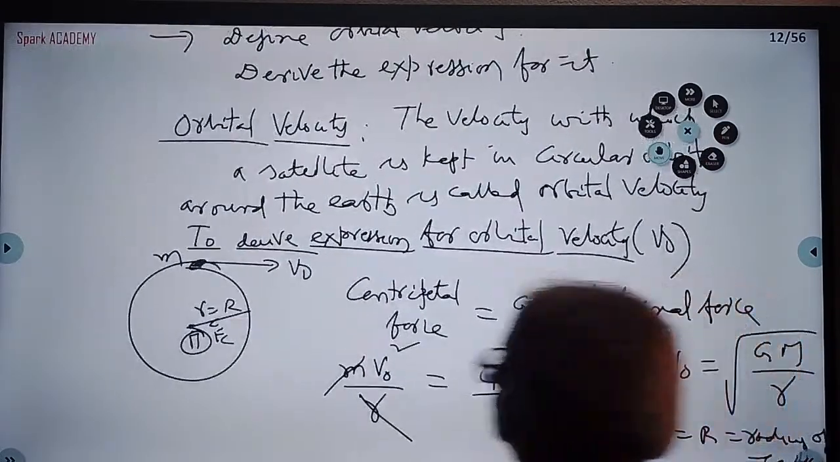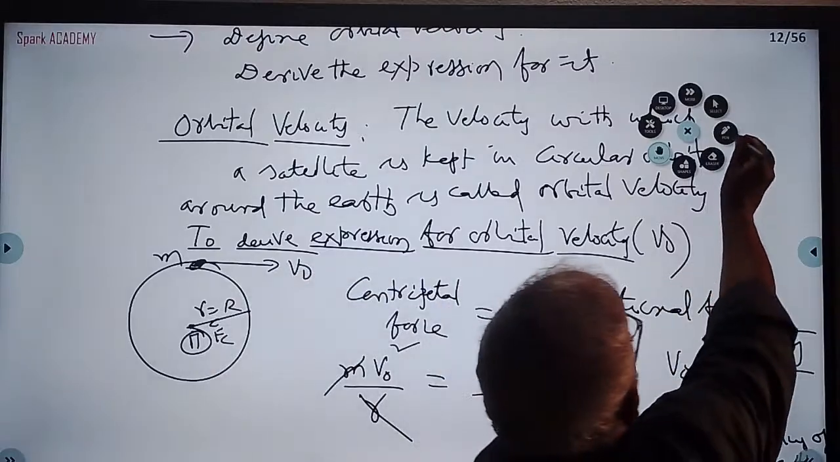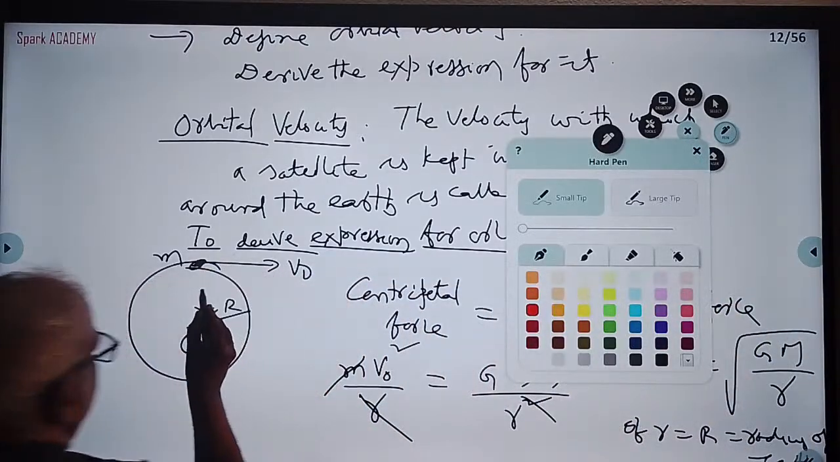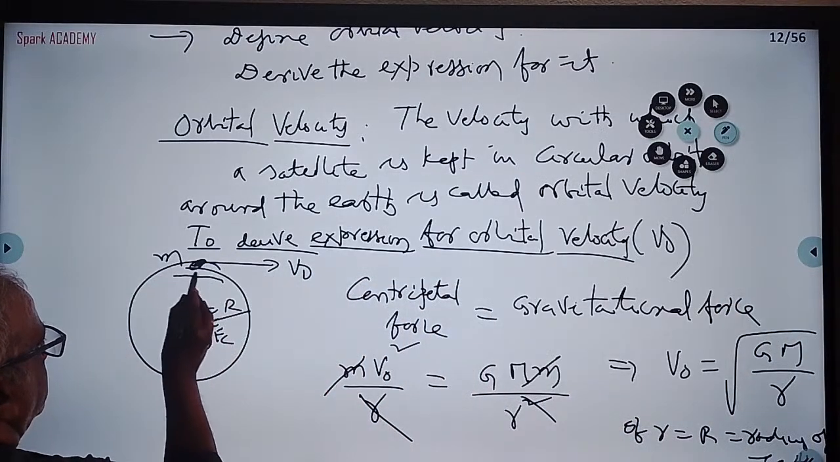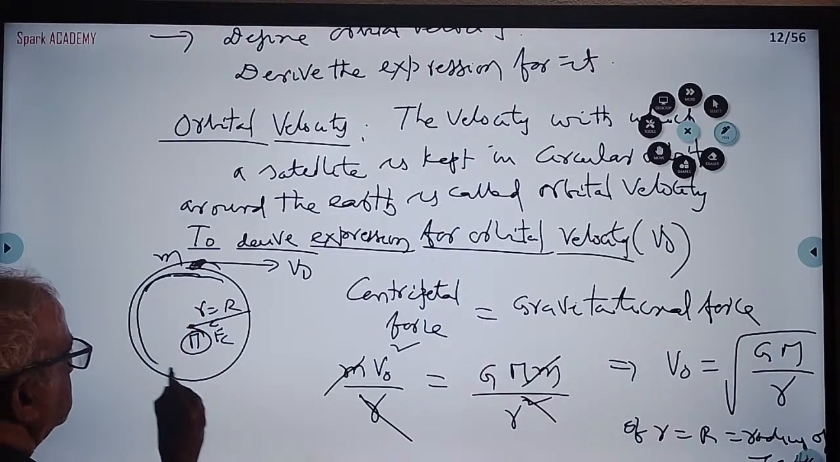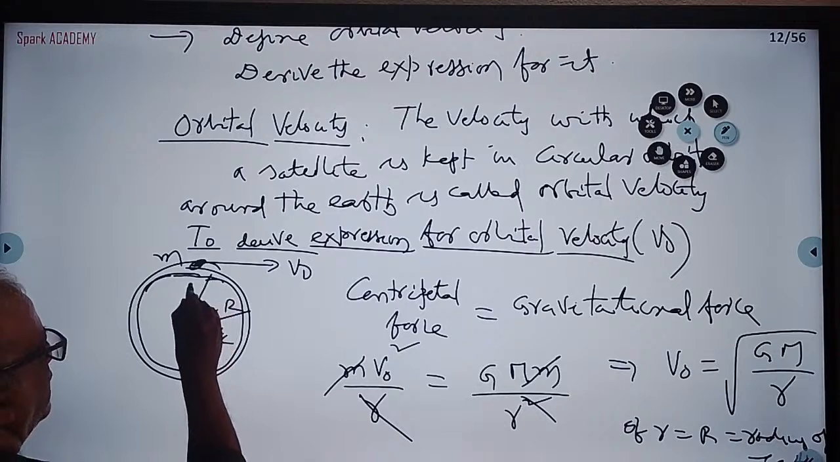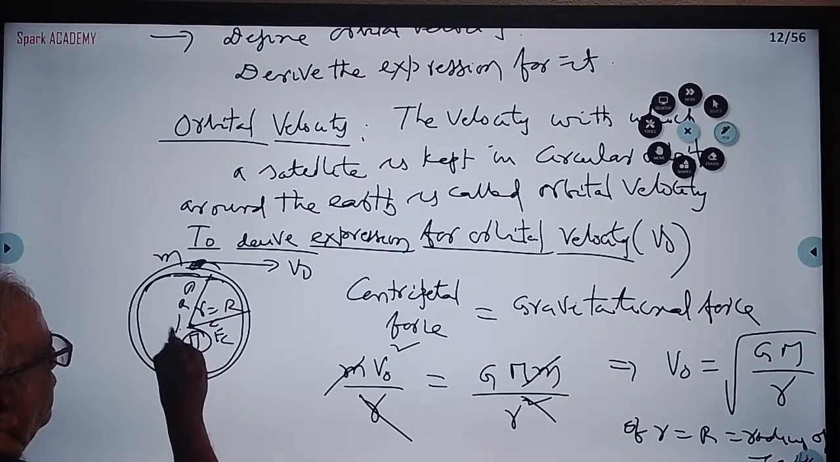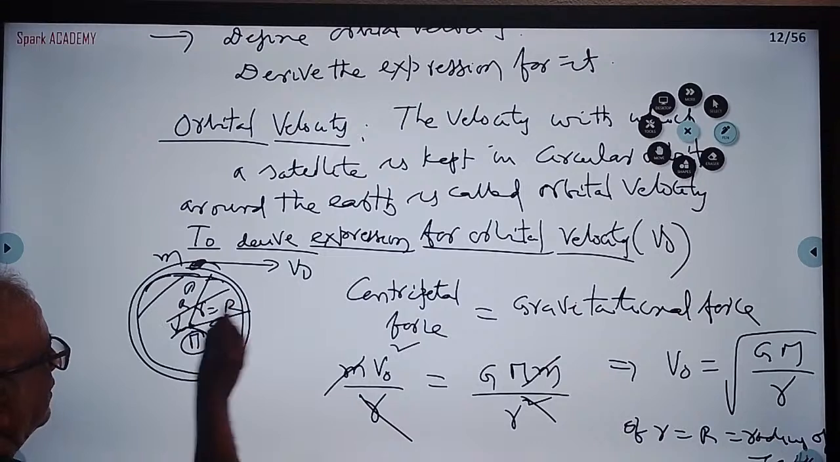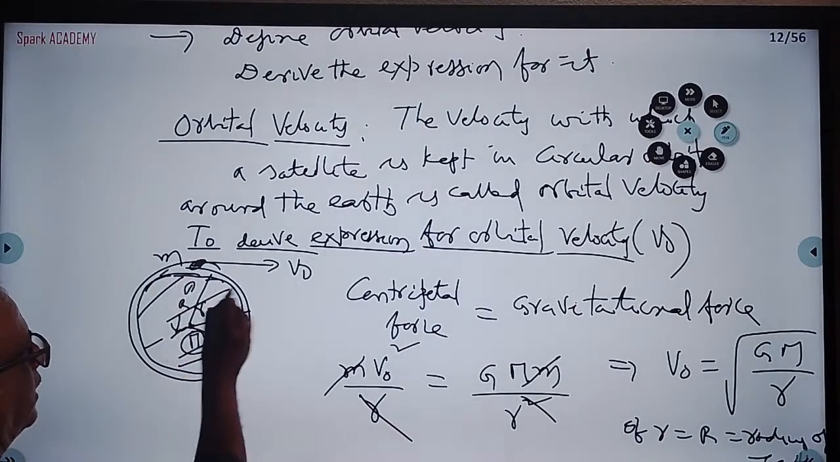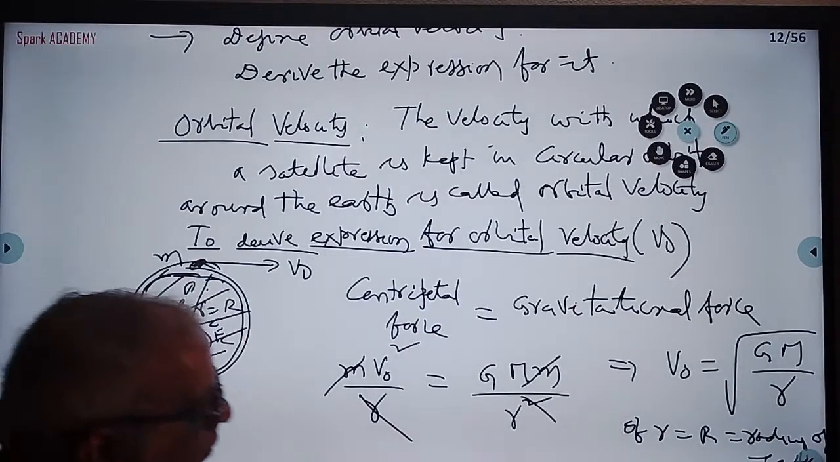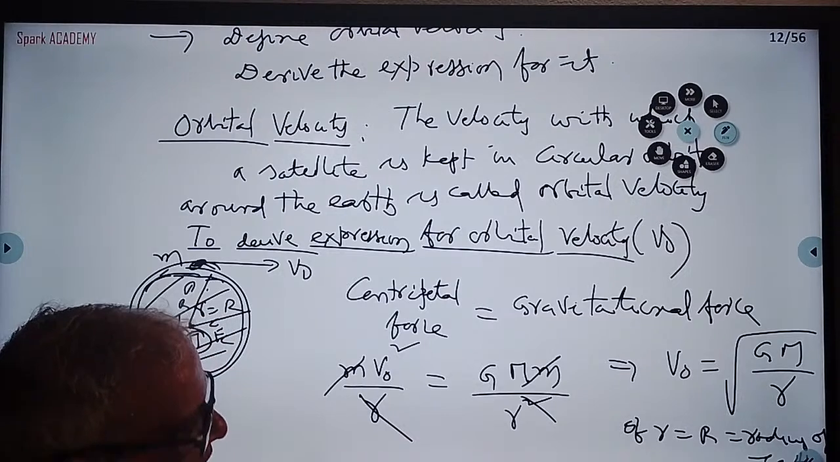This diagram, when you are drawing, you draw like this. This is the orbit. This is the earth. Earth radius is capital R. Small r is equal to capital R. This is the orbit, very close. Small r equal to capital R, radius of the earth.